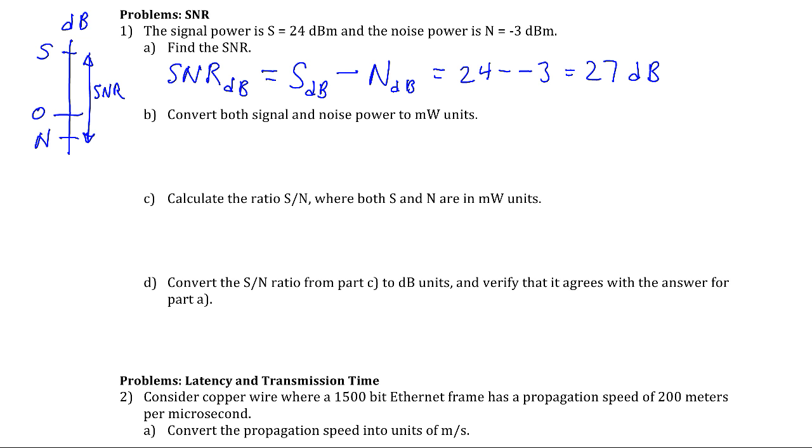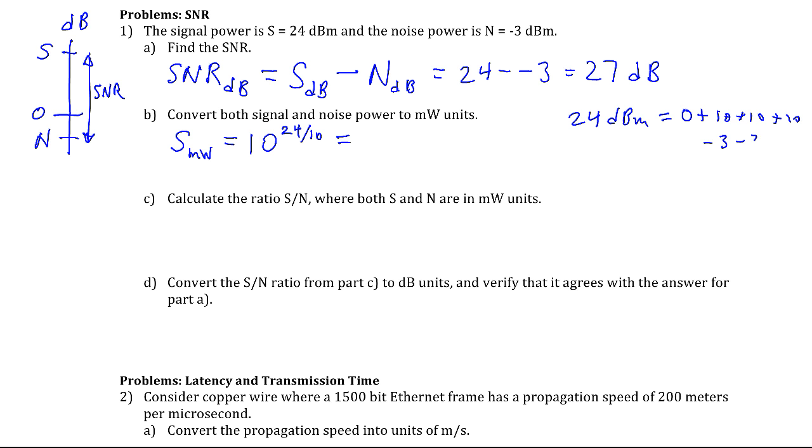Okay, now I'm going to convert both of these into milliwatt units. Okay, so the signal into milliwatt units is, let's see, to go back into milliwatts, we have to take 10 raised to the power of the signal, 24 dBm over 10. And I know what this is going to be, because 24 is 0 plus 10 plus 10 plus 10 minus 3 minus 3. So 24 is 30 minus 6.